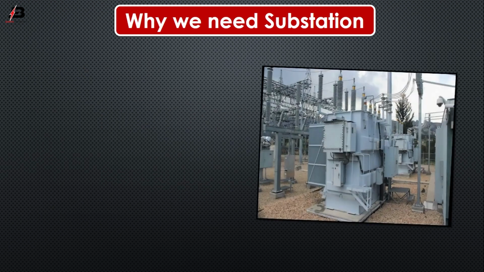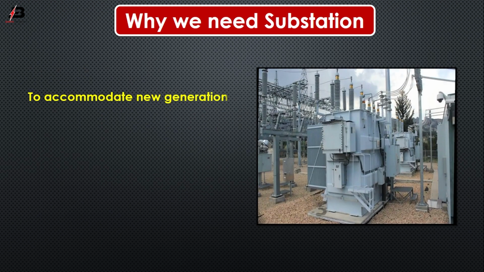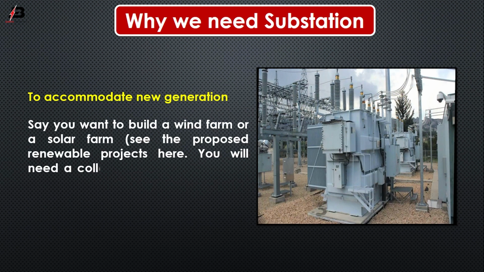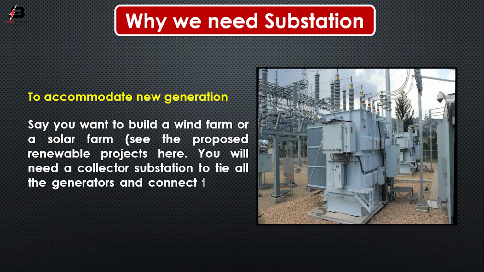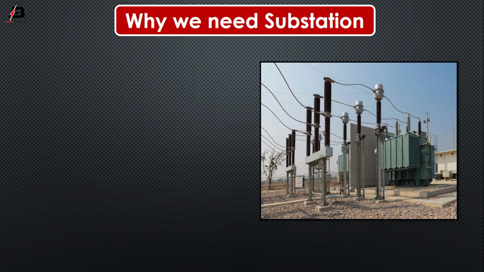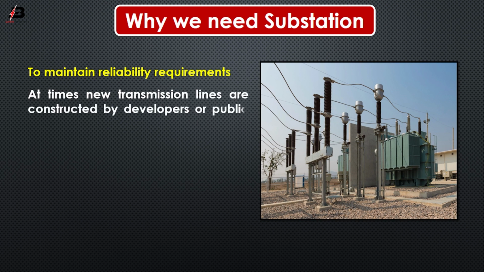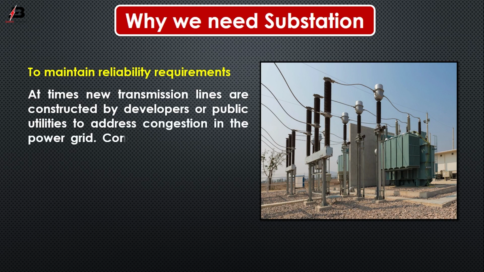line. To accommodate new generation, say you want to build a wind farm or a solar farm, see the proposed renewable project here. You will need a collector substation to tie all the generators and connect them to the power grid. To maintain reliability requirements, at times new transmission lines are constructed by developers or public utilities to address congestion in the power grid.